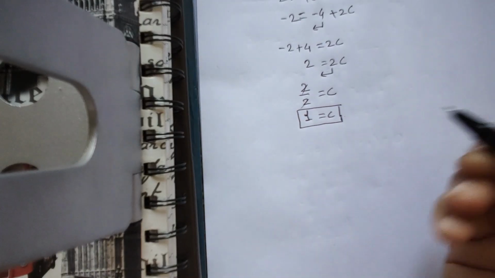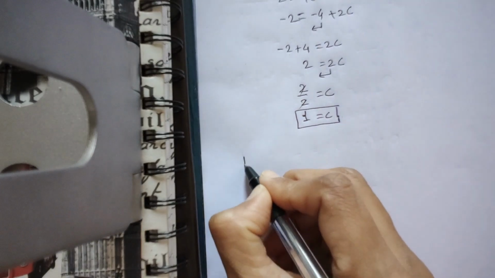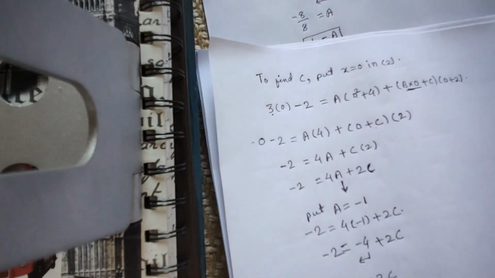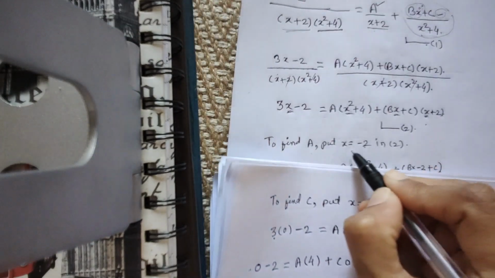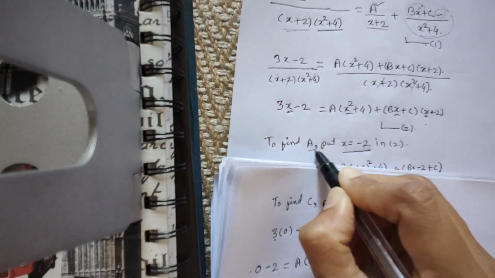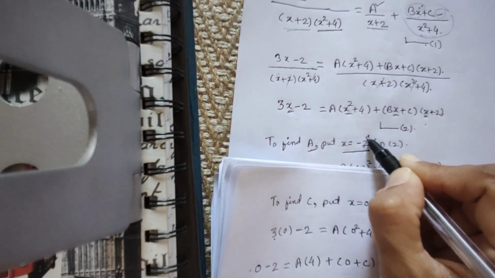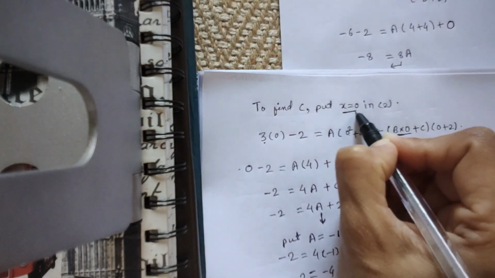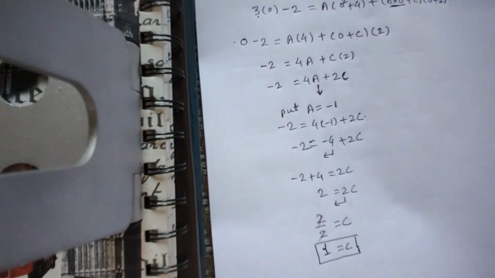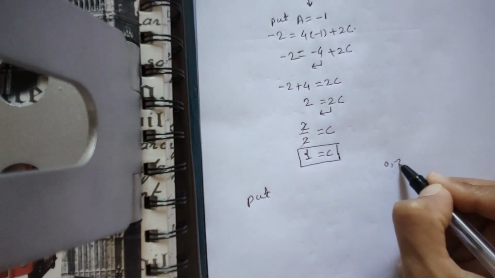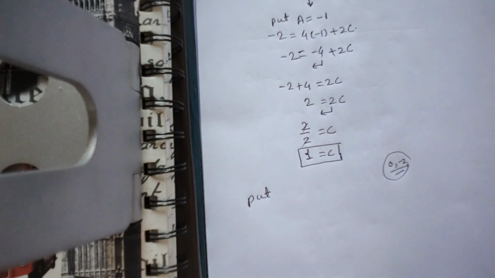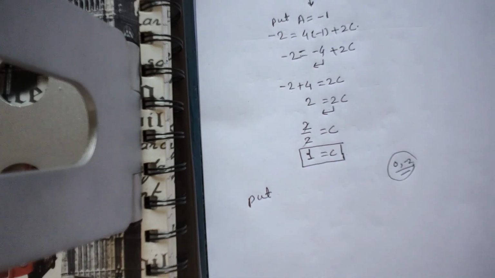So I'll put any value of x which I did not use in this example. What values of x have I already used? I have used x equal to minus 2 to find a, so that minus 2 I will not use. Then I used x equal to 0 to find c. So these two values, 0 and minus 2, apart from these I can choose any value and it will give me b.